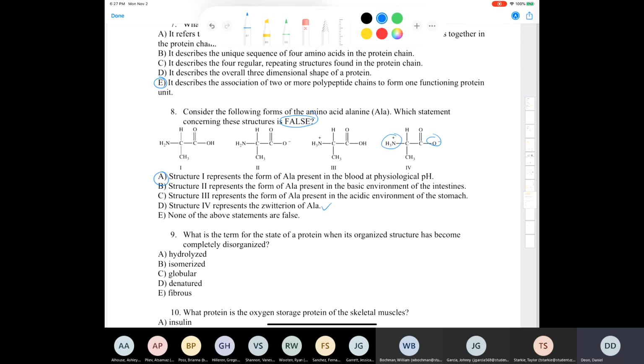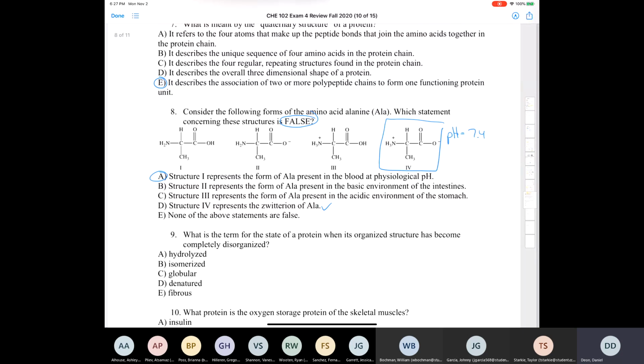is A. It says structure 1 represents the form of alanine present in blood at physiological pH. The structure that represents alanine at physiological pH is going to be the zwitterion. This is what you would have at pH equal to 7.4 or so. That's physiological pH. It's going to exist as the zwitterion. So the answer is A. Let's move on to question 9.